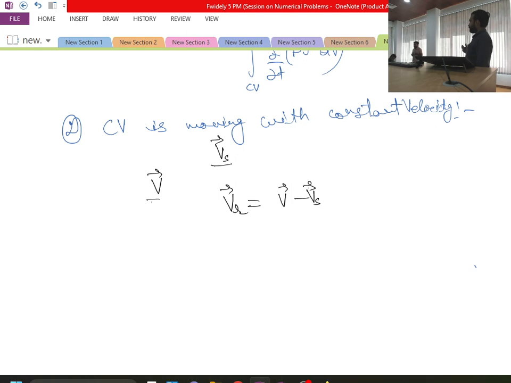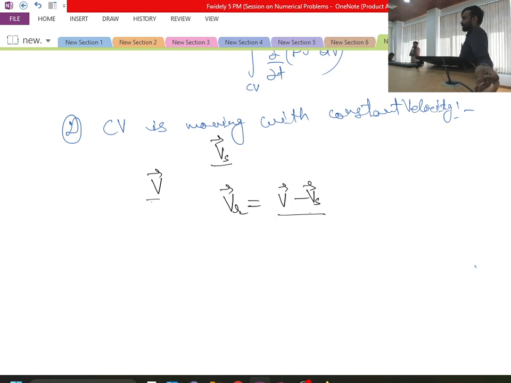Point is clear, what I am trying to say. Say V is the velocity of the fluid and Vs is the velocity of the control surface, and both are with reference to the same frame of reference. In that case, any boundary will experience the flow of fluid with nothing but the relative velocity, which is the vector subtraction of the fluid velocity and the control surface velocity.